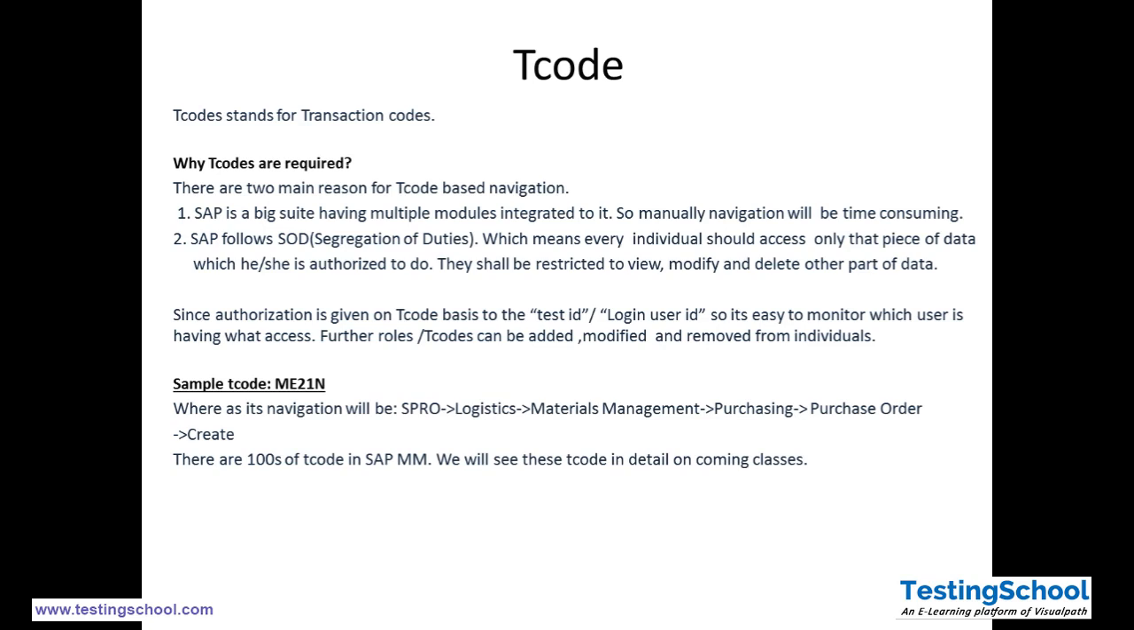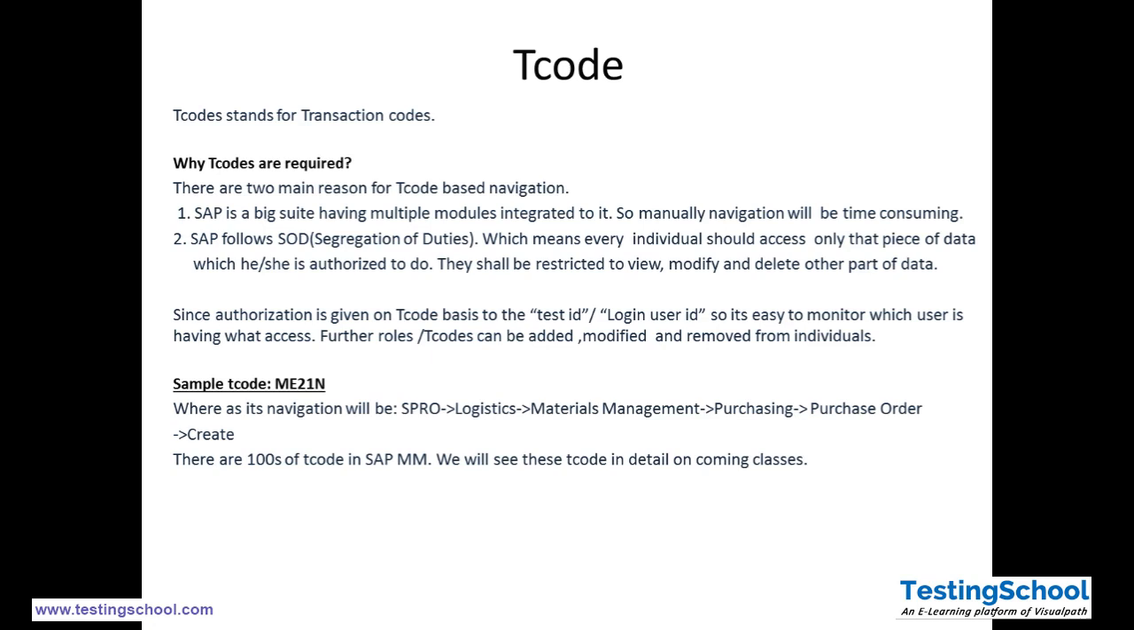The second reason is that SAP follows SOD, segregation of duties, which means every individual should access only that piece of data which he or she is authorized to. Everybody will not get all the access, only a few. Somebody working for logistics will be given access to a part of logistics or at most the logistics module, but may not have access to creating material or other activities like the finance part or HCM part. They cannot use the T code itself because that particular user ID does not have the access.